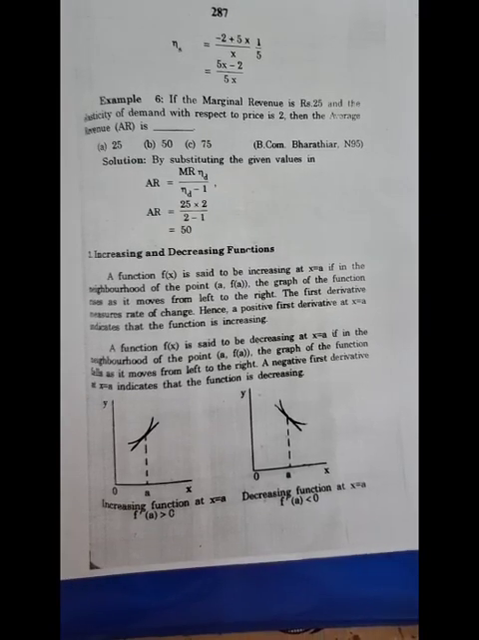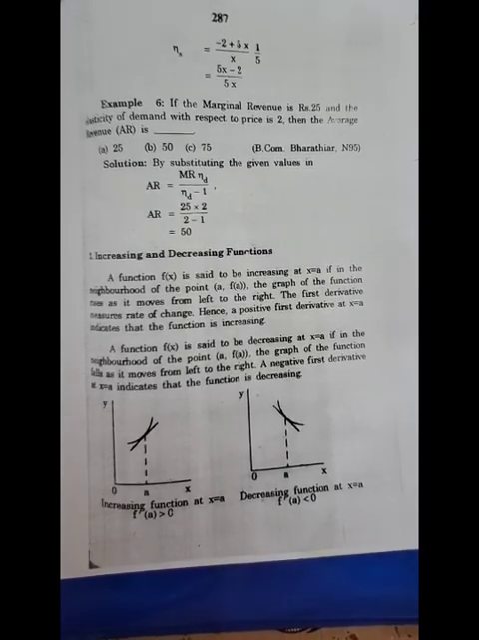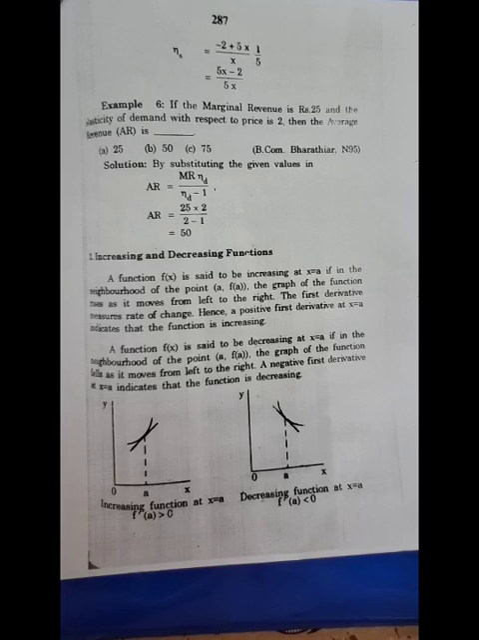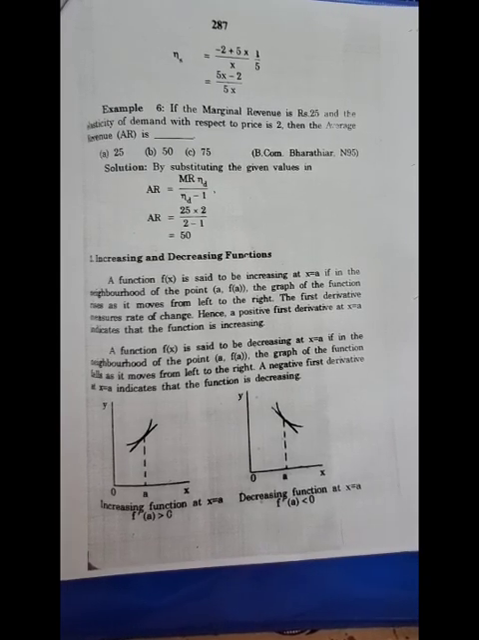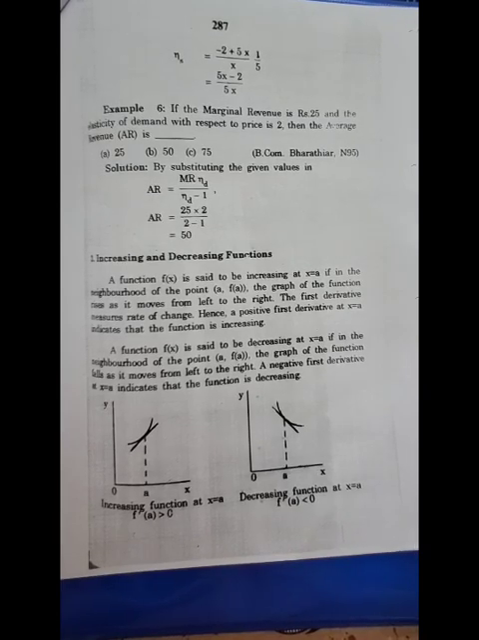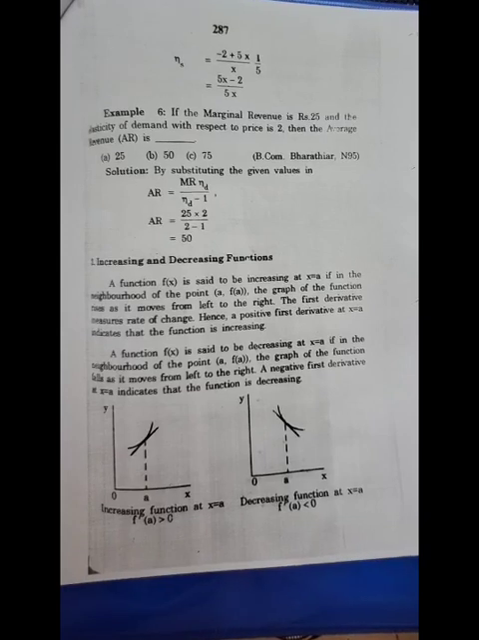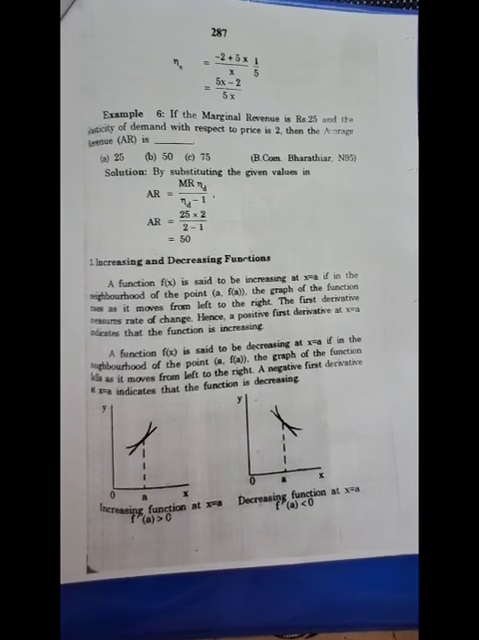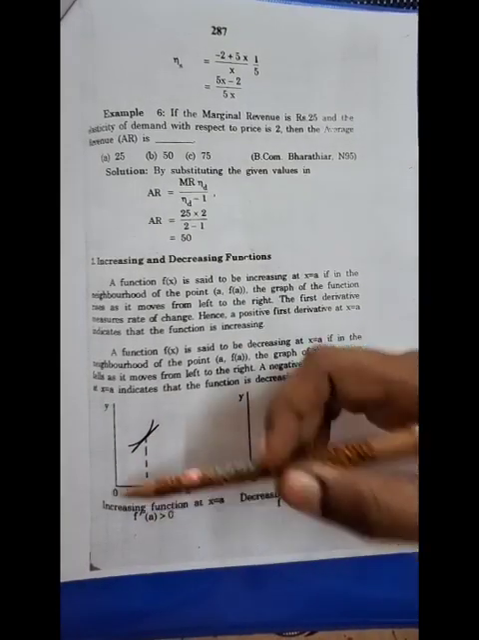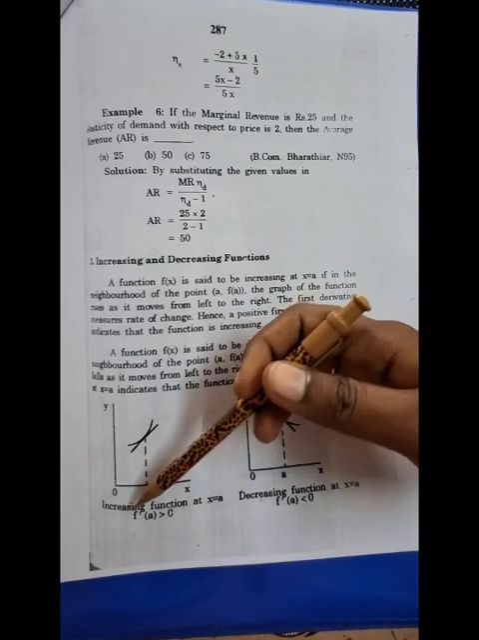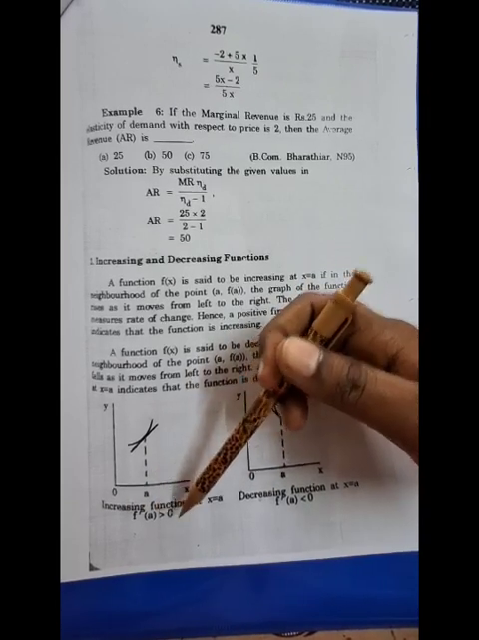Increasing and decreasing function. A function f of x is said to be increasing at x is equal to a if in a neighborhood of the point a, the graph of the function rises as it moves from left to right. The first derivative measures the rate of change, hence a positive first derivative at x is equal to a indicates that the function is increasing, which is shown in this diagram. Increasing function at x is equal to a, f dash of a is greater than 0.